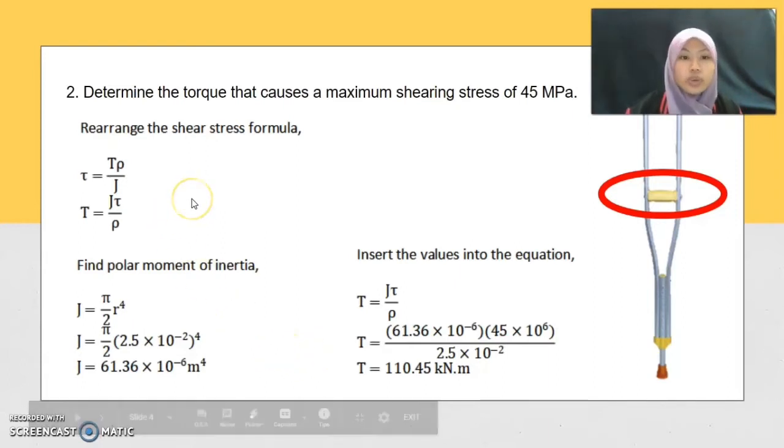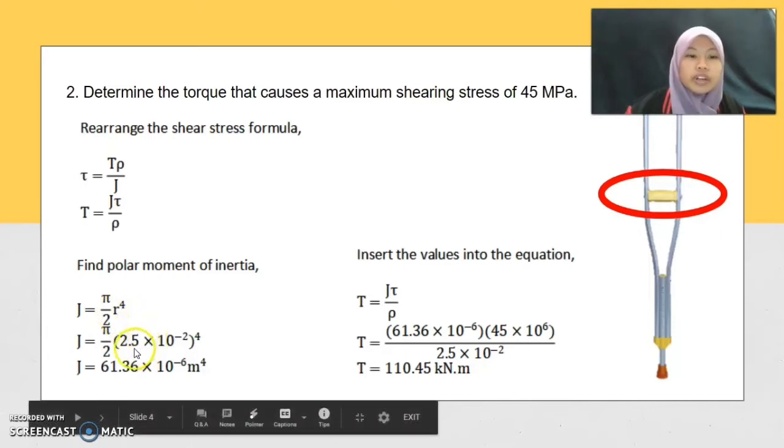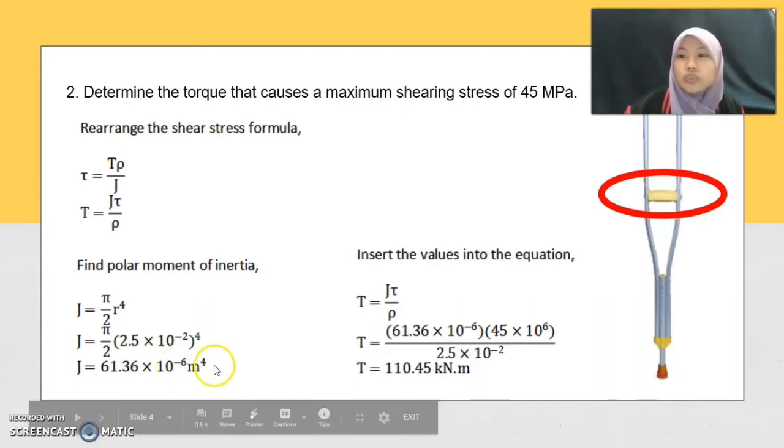Okay, first of all, we have to rearrange the shear stress formula to make sure the T sits alone on the left, and then we have to find the polar moment of inertia, J. Just have to put it in the formula here. Pi over 2 times r to the power of 4. R is 2.5 centimeter, so 2.5 times 10 to the power of negative 2 in meter. We got J is 61.36 times 10 to the power of negative 6 meter to the power of 4.